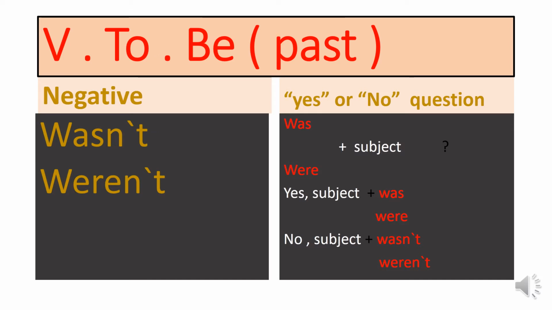Also, we can use verb to be in the past, or we can use was and were, to make yes or no questions. To use was and were in making yes or no questions, we start with was and were plus subject. As you know, subject can be noun or pronoun. This is verb to be in the past.